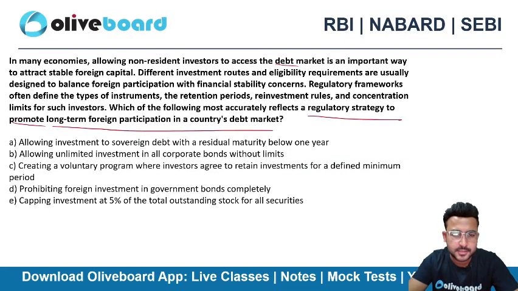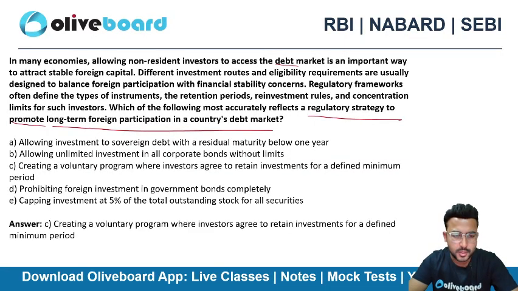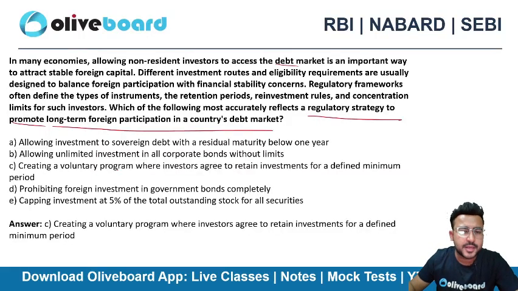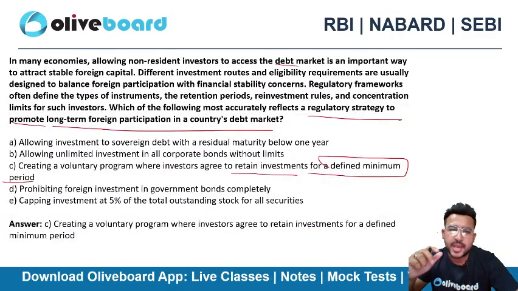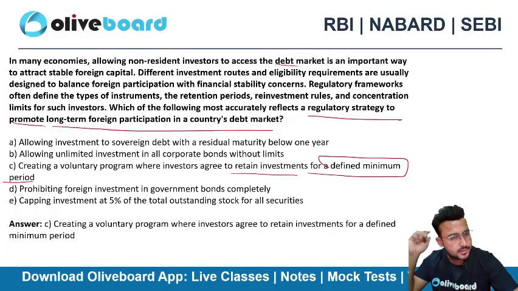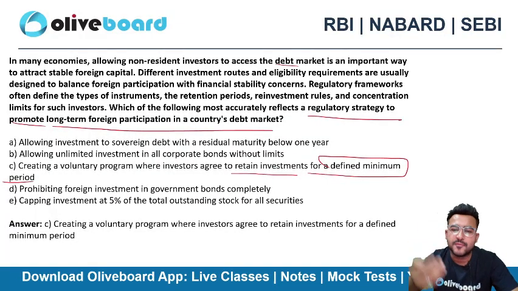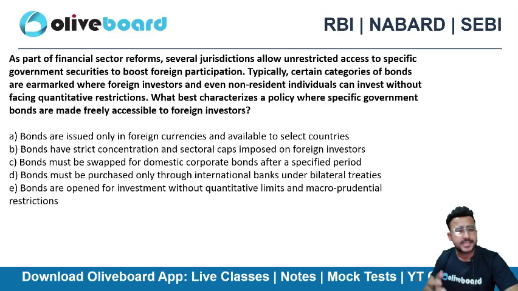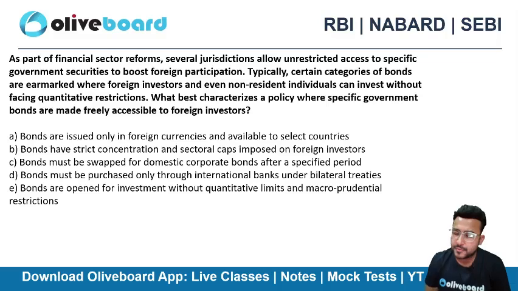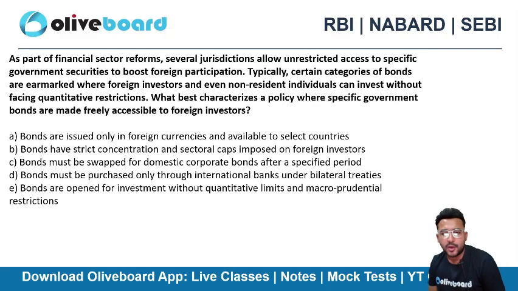The correct answer here is option C, creating a voluntary program where the investor agrees to retain the investment for a defined minimum period. Right? So there should be a lock-in criteria for a country's debt market to promote long-term foreign participation. Option C is correct.